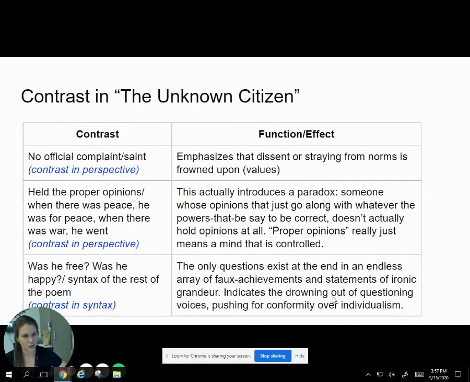So that contrasts this very, very tiny piece of questioning, this sort of questioning voice that doesn't even seem to be the voice of the speaker at all. It seems to be maybe another voice, and it actually indicates that those voices just get drowned out by being told what to think by the rest of society and all the establishments that the poet mentions. So anyway, those are some of the contrasts I noticed and the functions and effects of those.